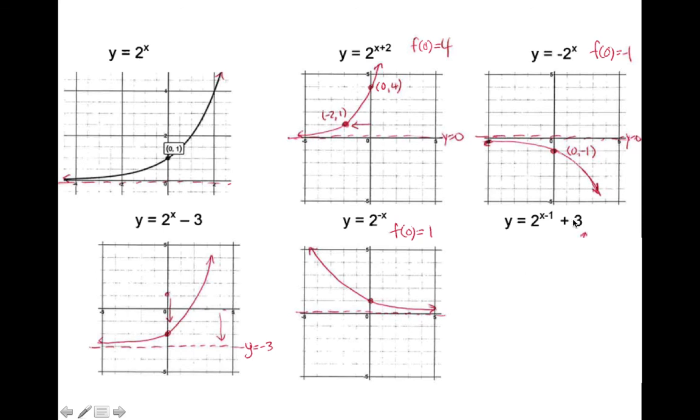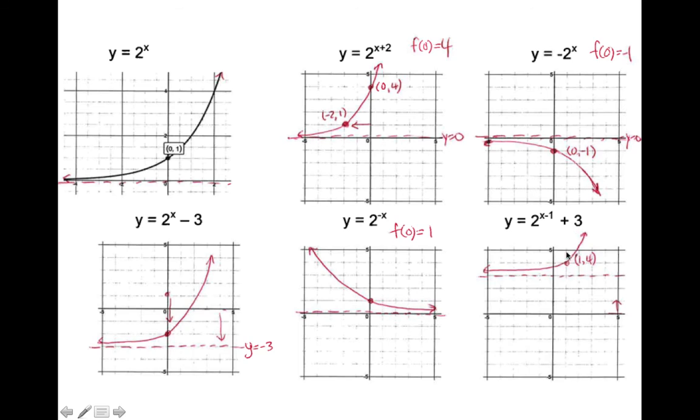Last one, this has 2 transformations. I see a -1 here, a +3 here. So -1 affects the x, +3 affects the y. Negative 1 means it's going to move right 1, and +3 here is going to move up 3. So now take this original y equals 2 to the x, and it moves right 1 and up 3. So here's where we begin at 0, 1. It goes right 1 and up 3. 1, 2, 3. So that point ends up being 1, 4.